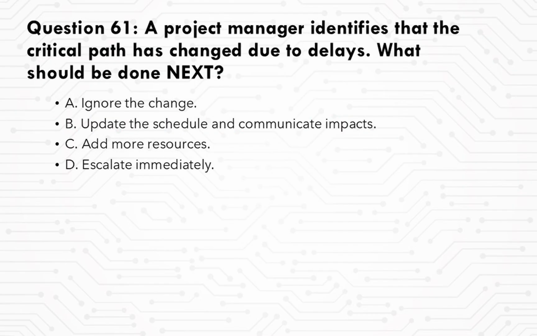Question 61. A project manager identifies that the critical path has changed due to delays. What should be done next? A. Ignore the change. B. Update the schedule and communicate impacts. C. Add more resources. D. Escalate immediately. Answer: B. Always update and communicate before taking corrective action.